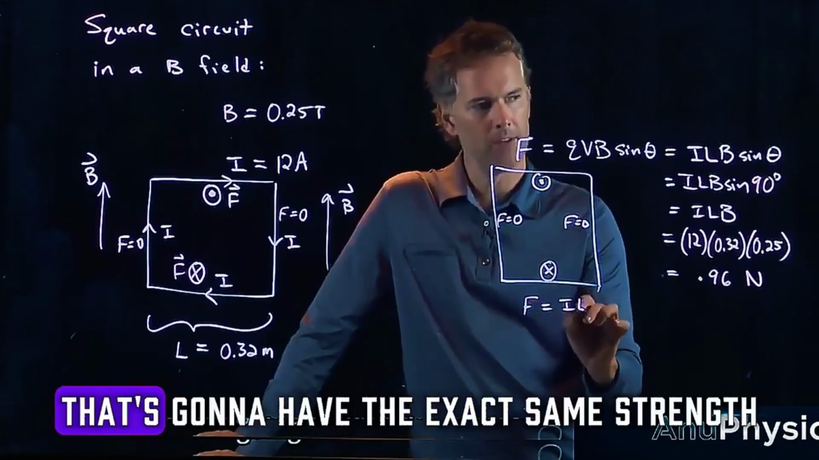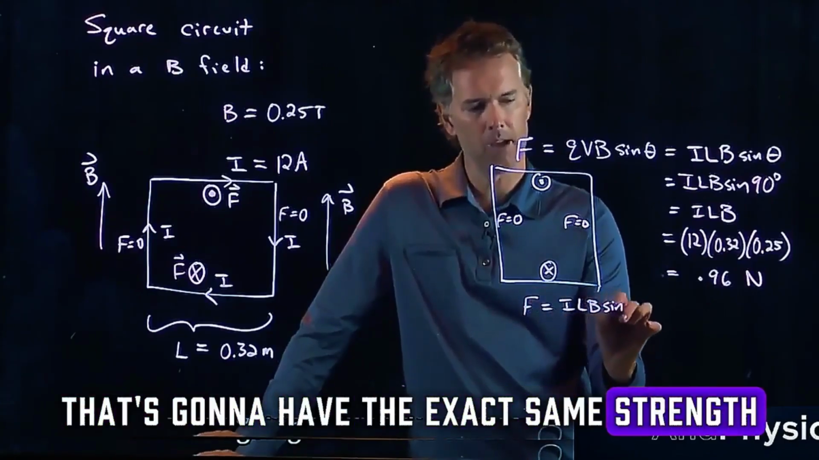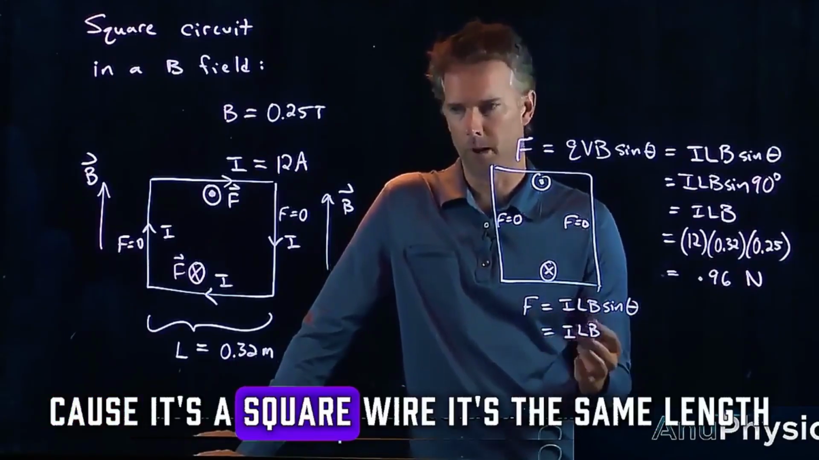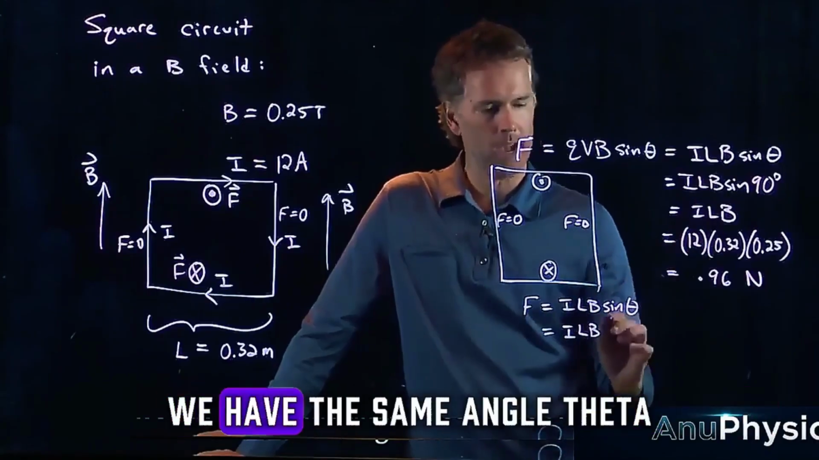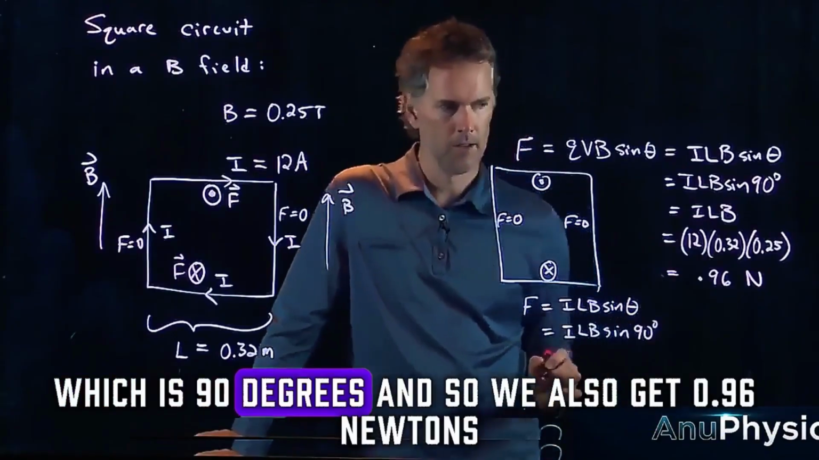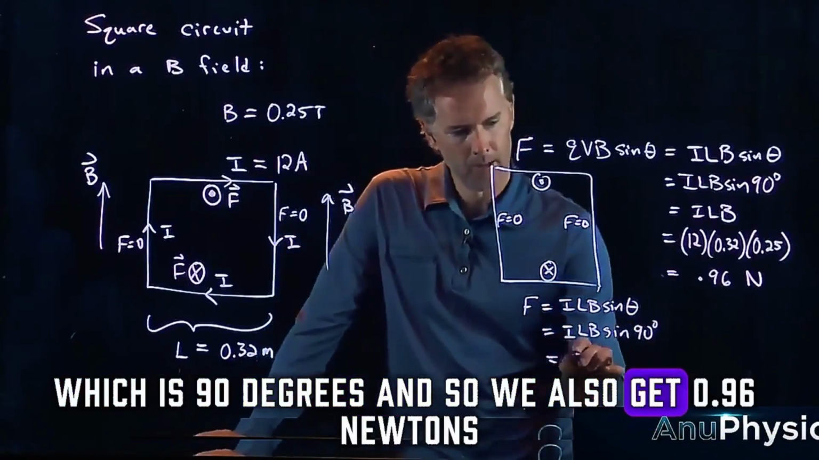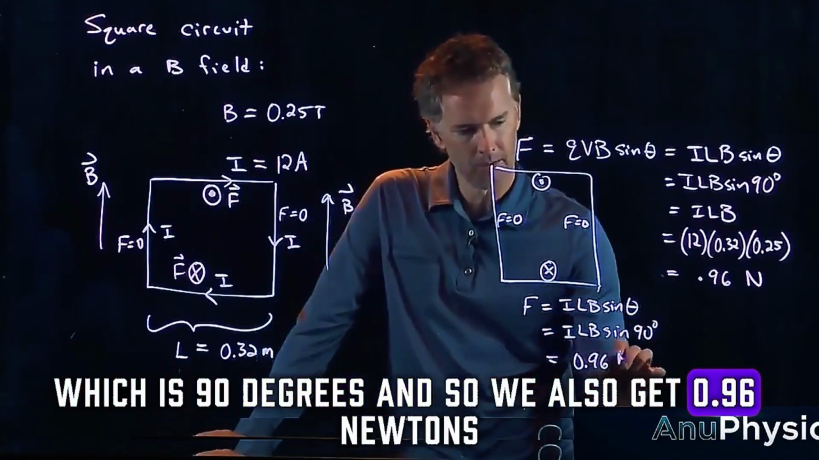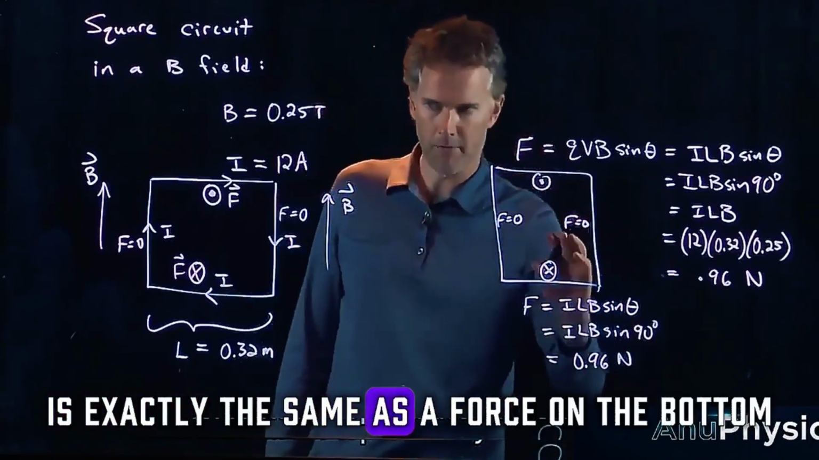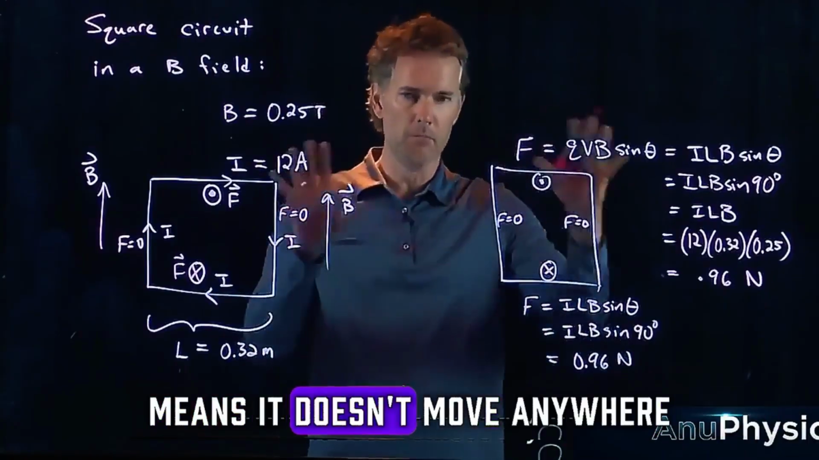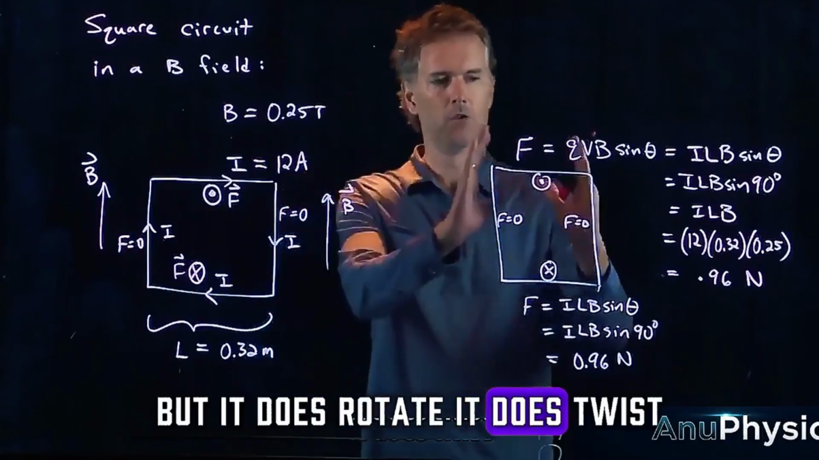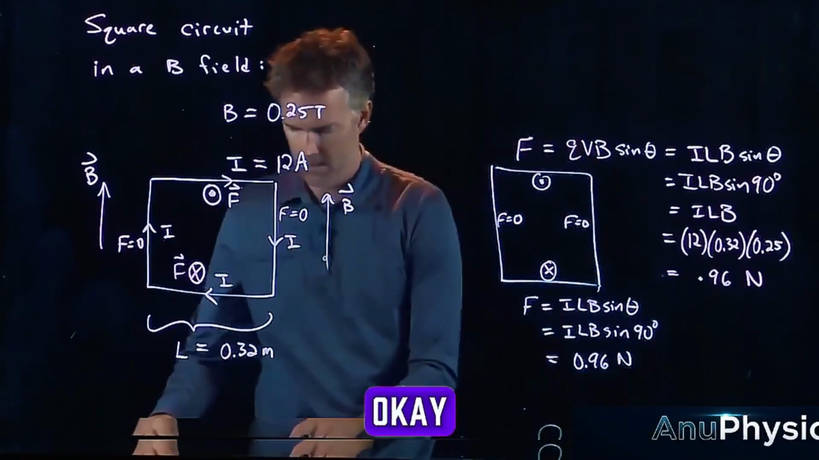And guess what? That's going to have the exact same strength as the one on the top. Because it's a square wire, it's the same length. We have the same angle, theta, which is 90 degrees. And so we also get 0.96 newtons. The force on the top is exactly the same as the force on the bottom. It means it doesn't move anywhere, but it does rotate. It does twist.